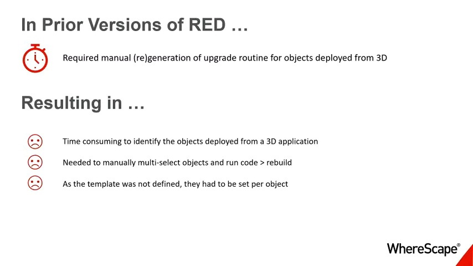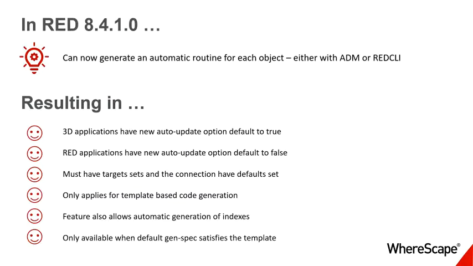This was exacerbated with source mapping objects, where previously you were unable to list source mapping objects for more than one table. Also, as the template was not defined for the incoming objects, this had to be set per object during the code rebuild step.